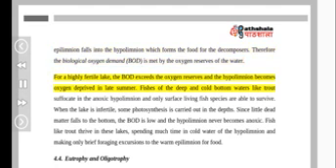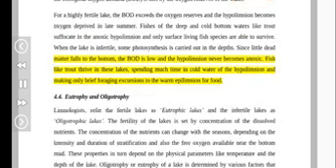For a highly fertile lake, the BOD exceeds the oxygen reserves and the hypolimnion becomes oxygen deprived in late summer. Fishes of the deep and cold bottom waters like trout suffocate in the anoxic hypolimnion and only surface living fish species are able to survive. When the lake is infertile, some photosynthesis is carried out in the depths. Since little dead matter falls to the bottom, the BOD is low and the hypolimnion never becomes anoxic. Fish like trout thrive in these lakes, spending much time in the cold water of the hypolimnion and making only brief foraging excursions to the warm epilimnion for food.